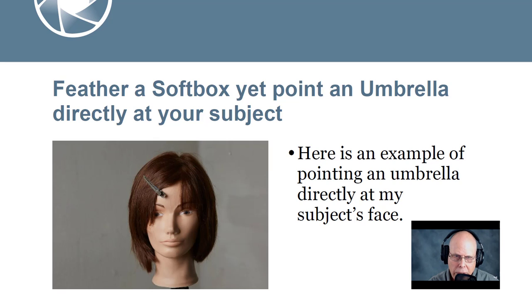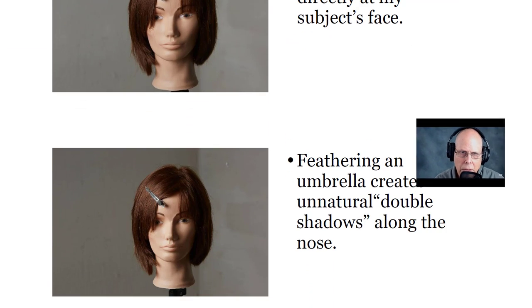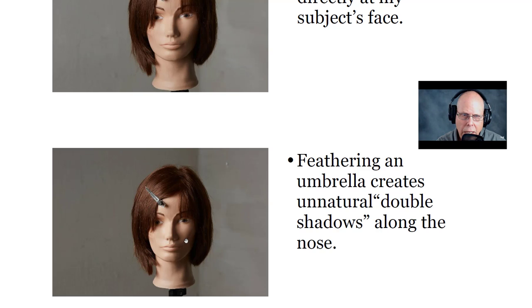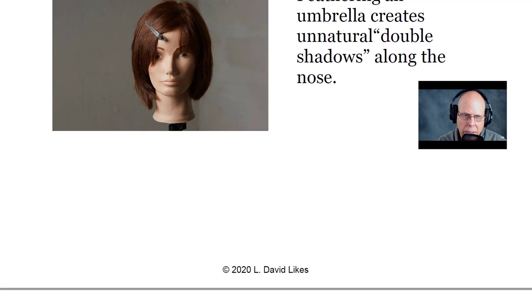Okay, this first image here, I pointed the umbrella light directly at the face to create this loop shadow under the nose, and you can see it right here. In this second image, I feathered the umbrella, and you can see there's this second, softer shadow, but it creates an unnatural double light pattern on the nose. So I prefer to point an umbrella directly at the subject. You can feather a softbox, but not an umbrella. That's my opinion.